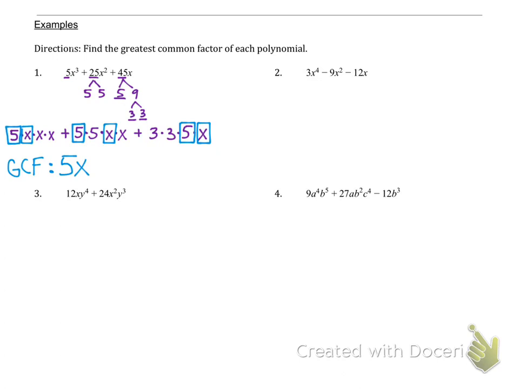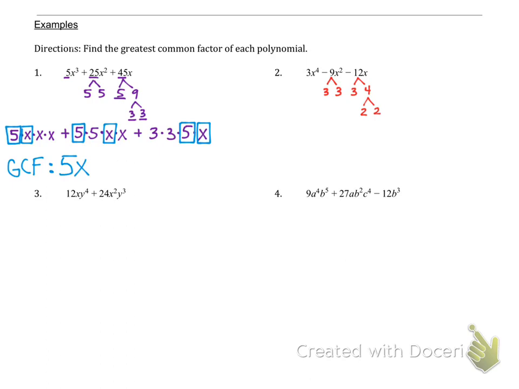Let's try number 2 now. We're going to do the same thing. So 3x to the fourth, the 3 can't be broken down any further, so that's going to stay. The 9 can be broken down into 3 times 3, and the 12 can be broken down into 3 times 4, and the 4 is broken down into 2 times 2.